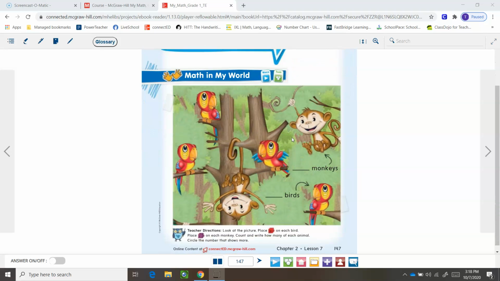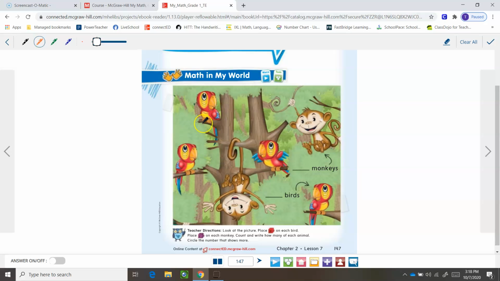So for our problem of the day, to start off, we're going to look at the picture and we're going to place blocks. Well, we don't have blocks, so we're just going to use our pencil, or we can draw on there. It says, place a block on each bird. Place a purple block on each monkey. Count and write how many of each animal. So I could place a block on there. If you have them at home, you can do that.